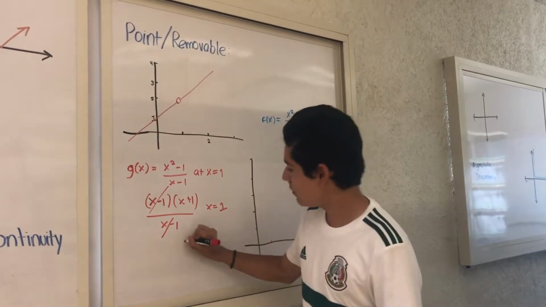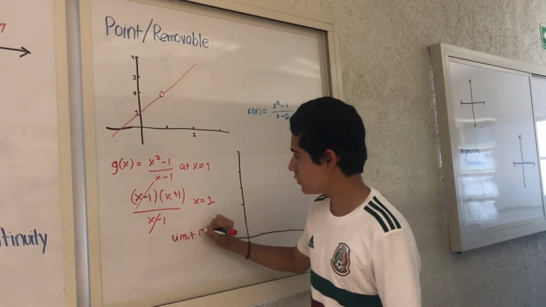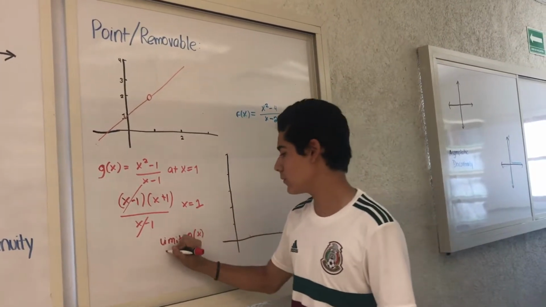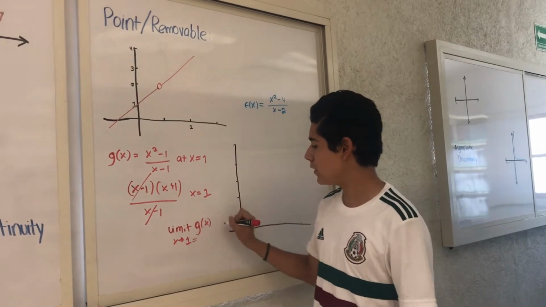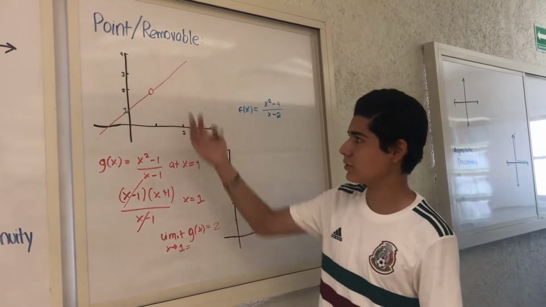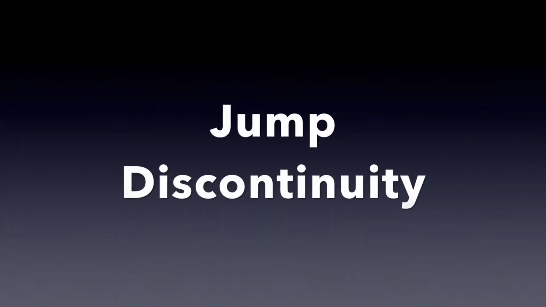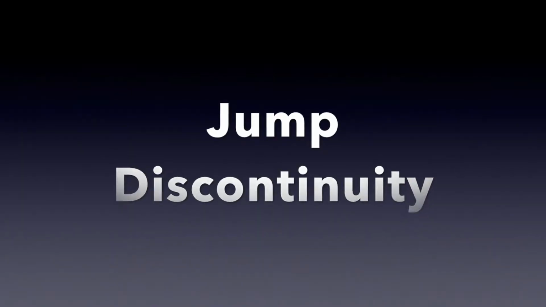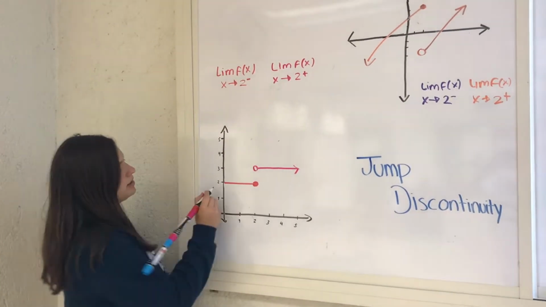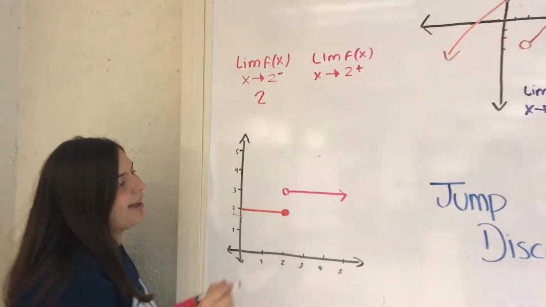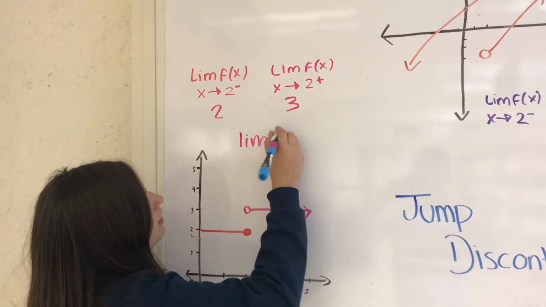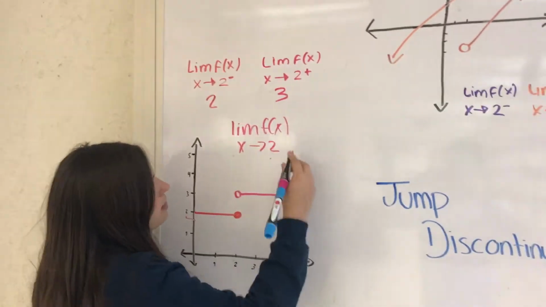So the limit of g of x as it approaches 1 is going to be 2, but g of 1 actually doesn't exist. Another type of discontinuity is the jump discontinuity. When x approaches 2 from the left side, it's at positive 2. And when x approaches 2 from the right side, it's at positive 3. So the limit of x approaching 2 does not exist.